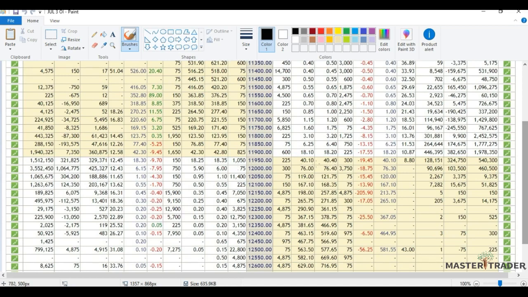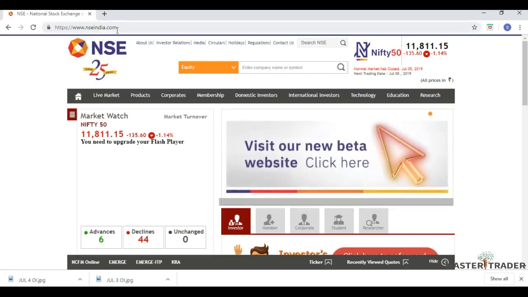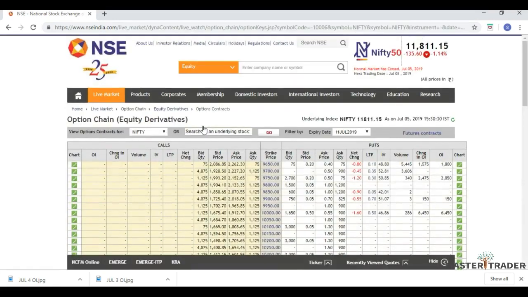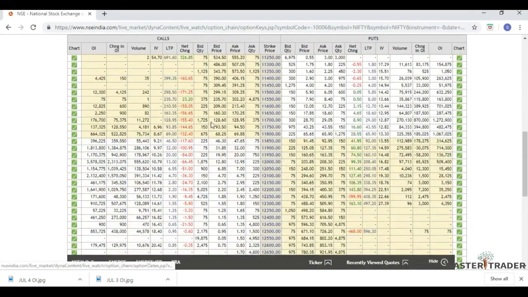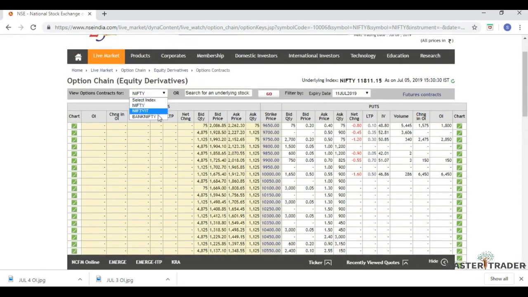So we can look at this option chain analysis, and we can get that from the NSE website, right? So if you go to nseindia.com, and go under live market, you click on equity derivatives. Here it will give you the option chain analysis for whichever FNO instrument, be it Nifty, Bank Nifty, or you can select any stock as well.